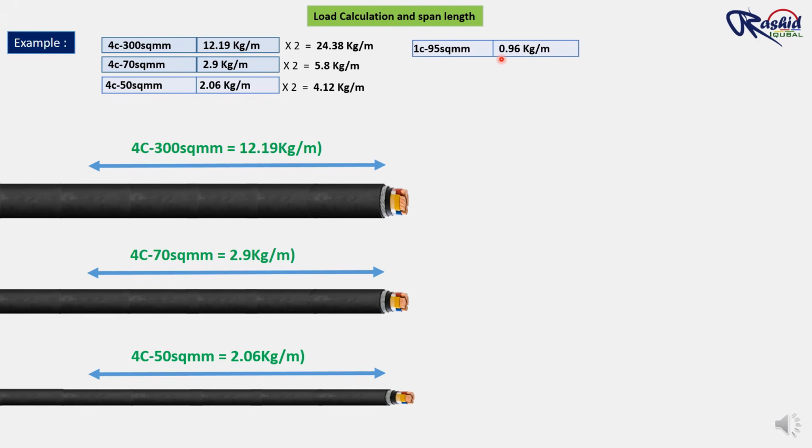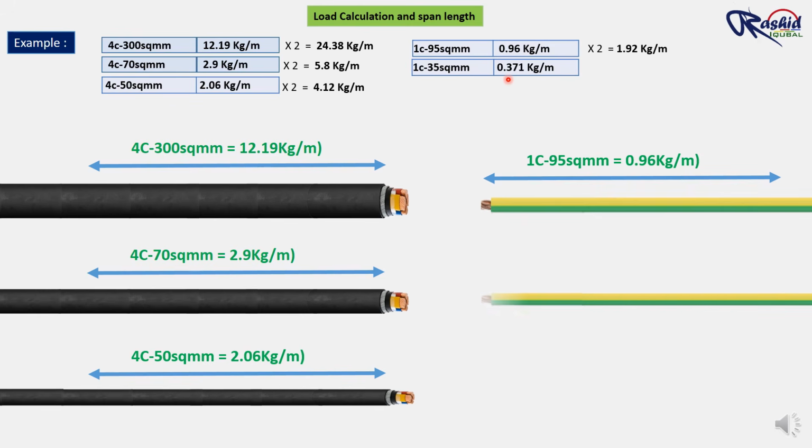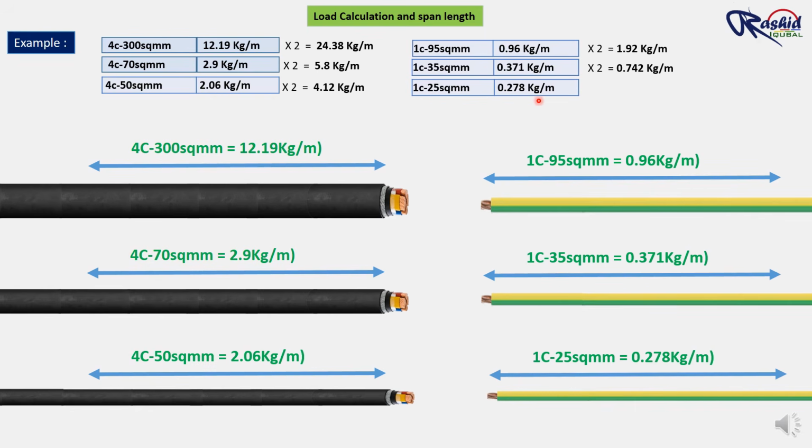Now for earthing cable, 95 mm square single core earthing, its weight is 0.96 kg per meter. We have two cables, so it will become 1.92 kg per meter. Same way 35 mm square cable, 0.371 kg per meter. For two cables, it becomes 0.742 kg per meter. And finally, we have a 25 square mm single core cable. Its weight is 0.278 kg per meter. And we have two numbers of this cable, so it becomes 0.556 kg per meter.